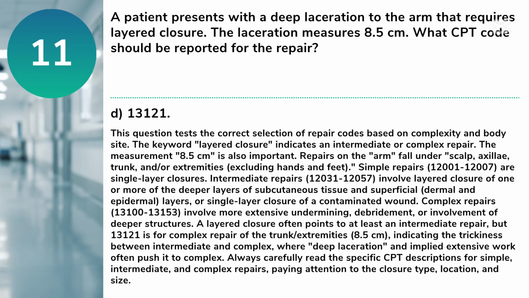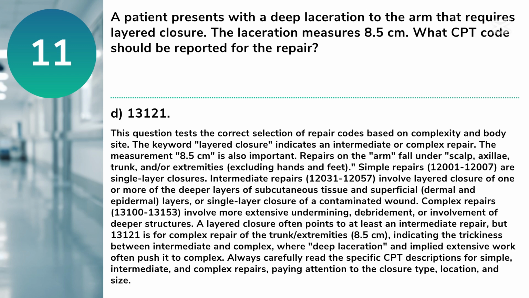Answer: D. 13121. This question tests the correct selection of repair codes based on complexity and body site. The keyword layered closure indicates an intermediate or complex repair. The measurement 8.5 centimeters is also important. Repairs on the arm fall under scalp, axilla, trunk, and/or extremities, excluding hands and feet.